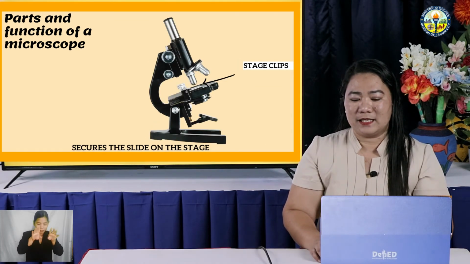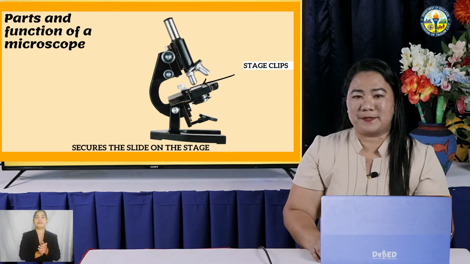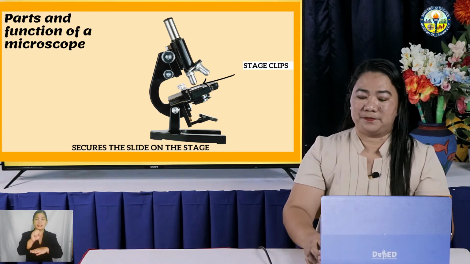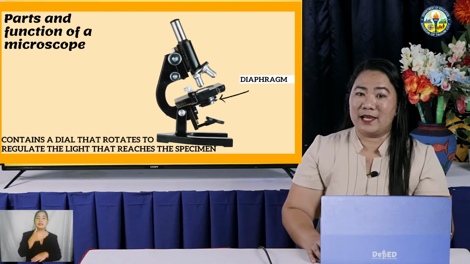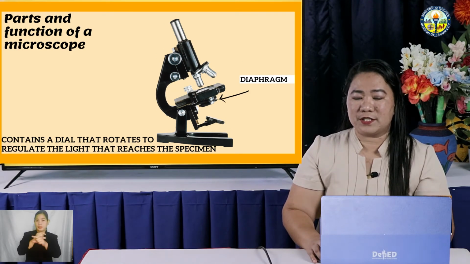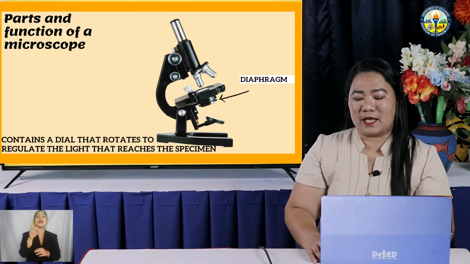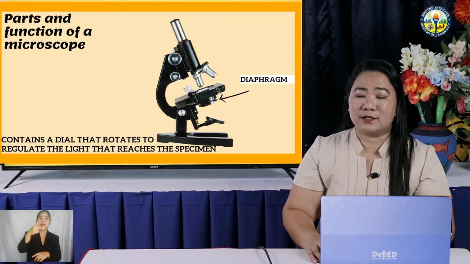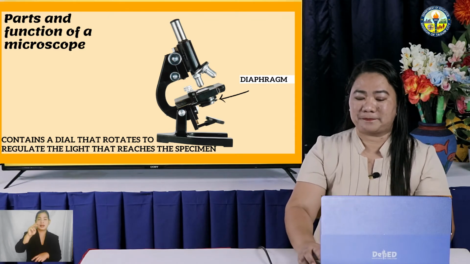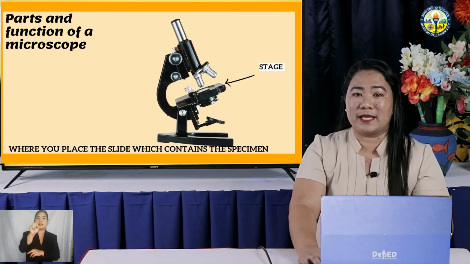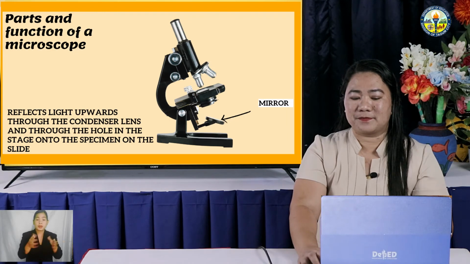For number 10, the answer is stage clips, which secures the slide on the stage. For number 11, the correct answer is diaphragm, which contains a dial that rotates to regulate the light that reaches the specimen. For number 12, the answer is stage. This is where you place the slide, which contains the specimen.